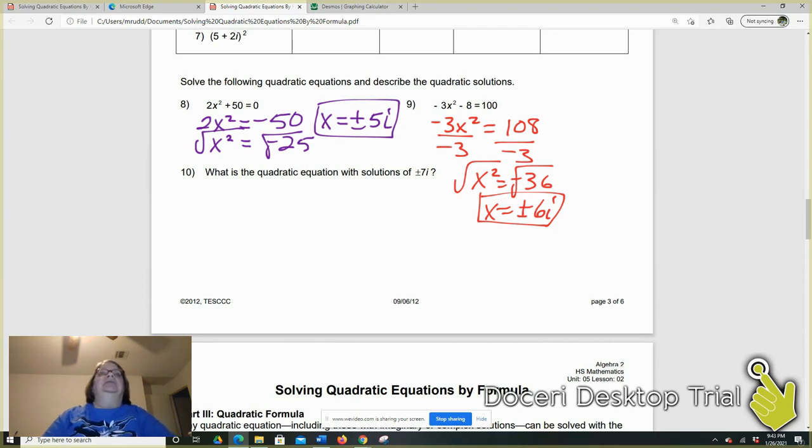Solving quadratic equations with complex numbers. 10 says, what is the quadratic equation with solutions of 7i? Do you notice how this was 5i and this was 6i? Okay. Remember we talked about factors and solutions have opposite signs.